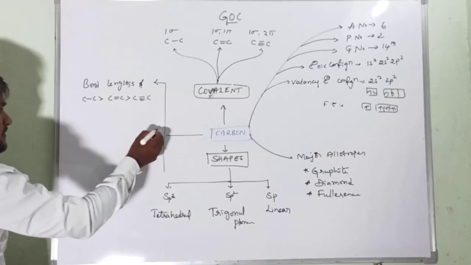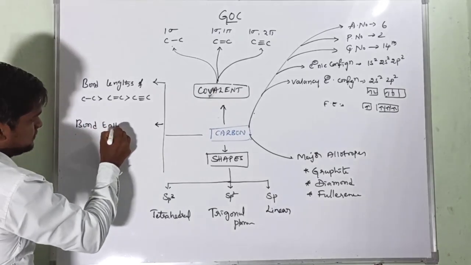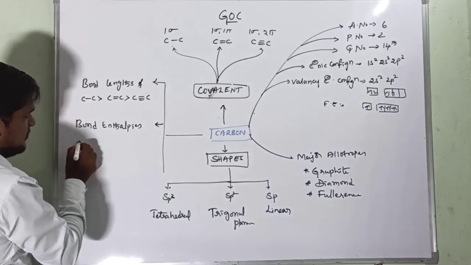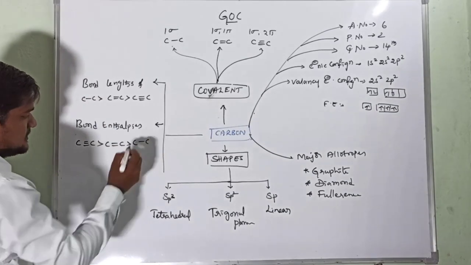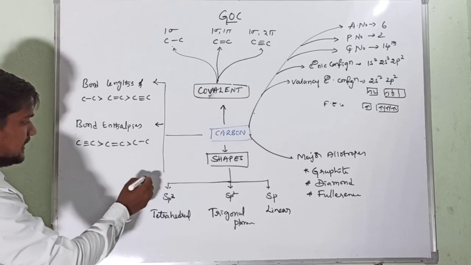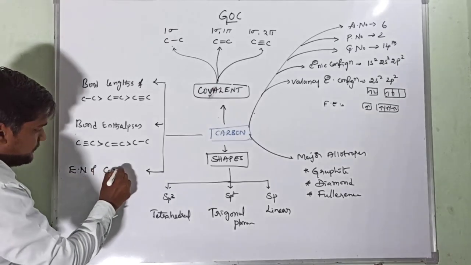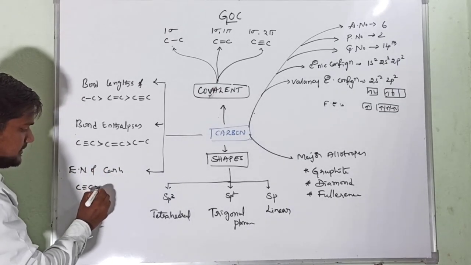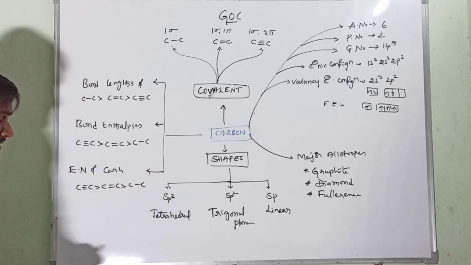Okay, now another factor, that is bond enthalpies. Here it is quite the reverse of the above one: C triple bond C, C double bond C, C single bond C. Again, the electronegativity of carbon atoms: C triple bond C is more than C double bond C, and C double bond C is more than C single bond C.